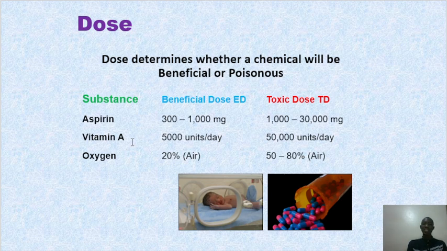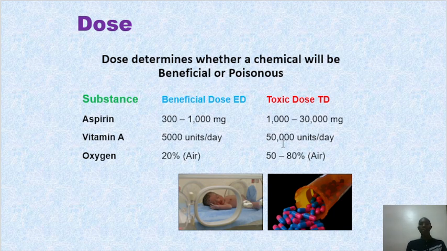Vitamin A, this is just a common one. We commonly use these vitamins. When you take 5,000 units per day, it will play an effective role. It will play a therapeutic role or medicinal importance. But when you exceed 50,000 units per day, then it will be toxic.